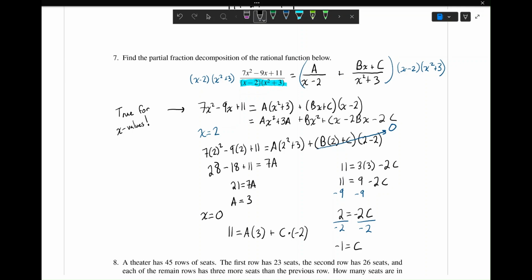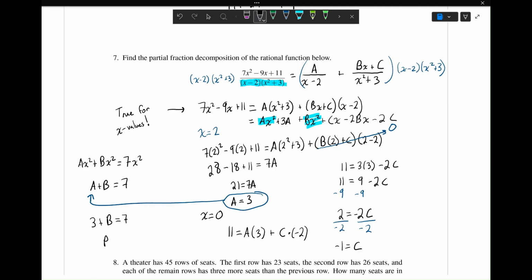And the first thing I notice is I only have two x squared terms, the ax squared and bx squared. So that means that ax squared plus bx squared must equal the 7x squared. So a plus b equals 7. But since I found that a equals 3, I can plug that into that equation. So I end up with 3 plus b equals 7. So b must equal 4.